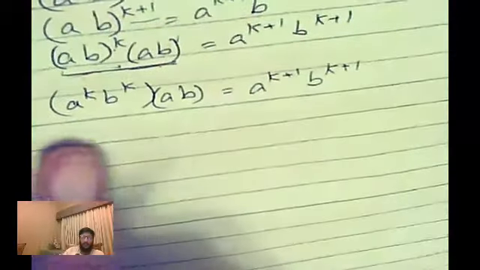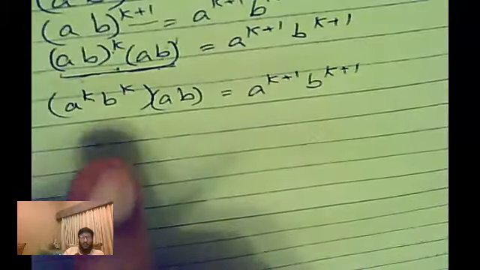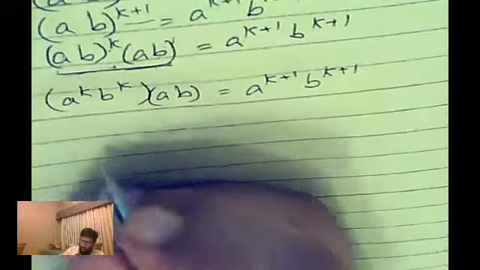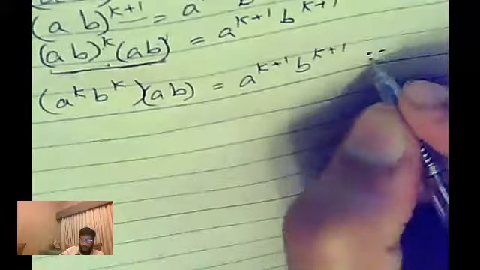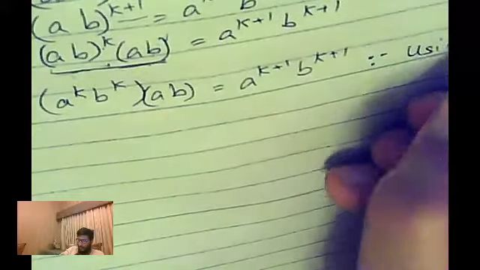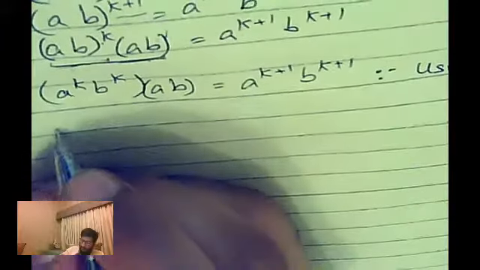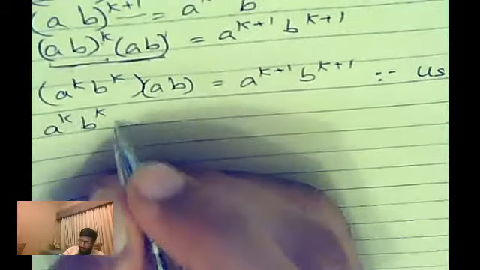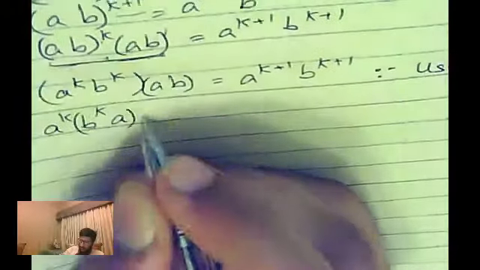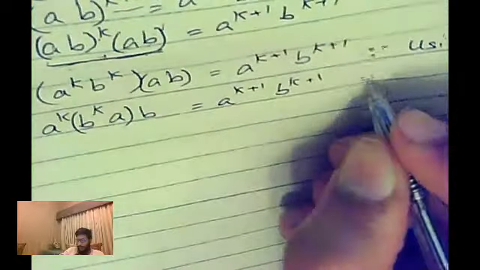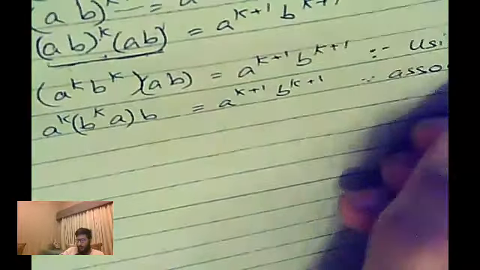We are going to convert this into the right hand side. The reason is using equation 2. Now, A^k B^k A B equals A raised to the power k plus 1, B raised to the power k plus 1. Associative property.